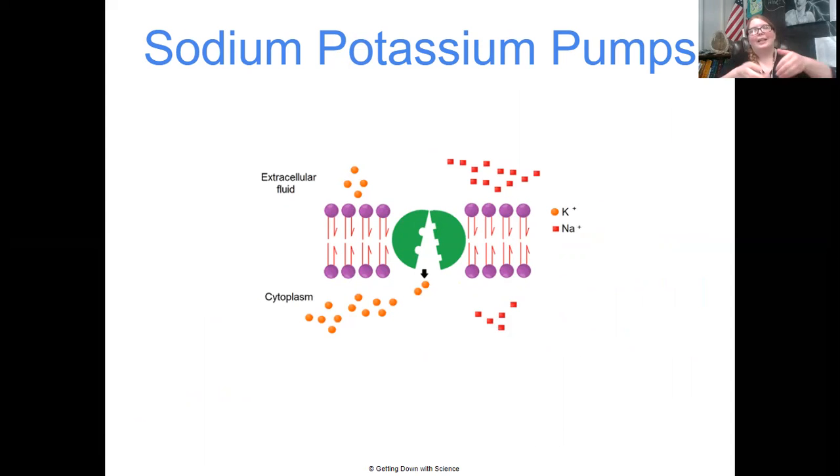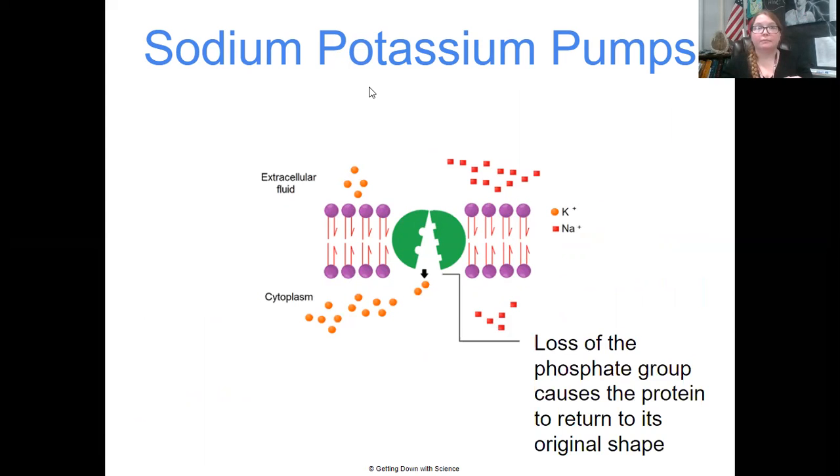So if it's like down this way, then sodium will attach to it. But when I change shape and go like this, the potassium attaches to it when it's in that shape. Because remember, shape equals function. If I change the shape, I'm changing what it's doing.